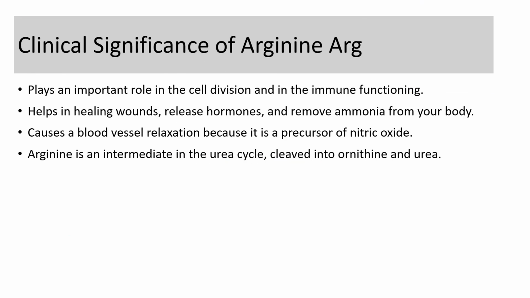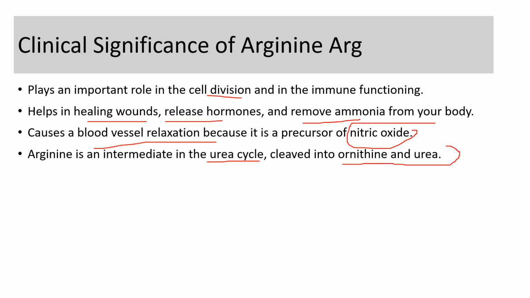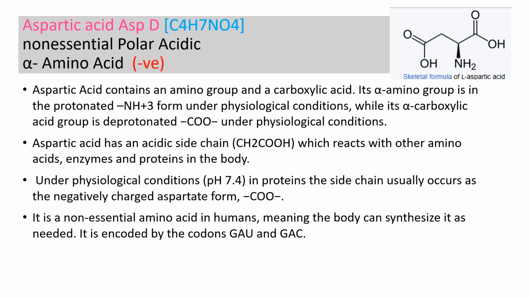Nitric oxide plays an important role in cell division, very important, and in immune functioning. Healing wounds, releasing hormones, removing ammonia, very important. It causes blood vessel relaxation because arginine is a precursor to nitric oxide. Arginine is an intermediate in the urea cycle, cleaved into ornithine and urea. We are not studying ornithine for this class, so it is cleaved into ornithine and urea.